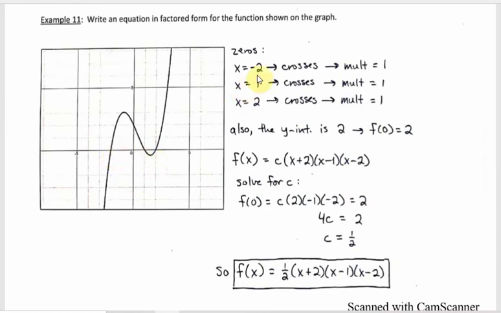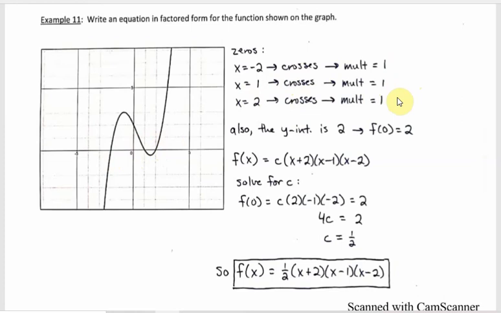All right, so up here we've got our 3 zeros, and it's crossing every time, right? There's never a case where it touches and then stays on the same side, right? Below to above, above to below, below to above. So crosses, crosses, crosses. So multiplicity 1 in all 3 cases because it's crossing every single time.